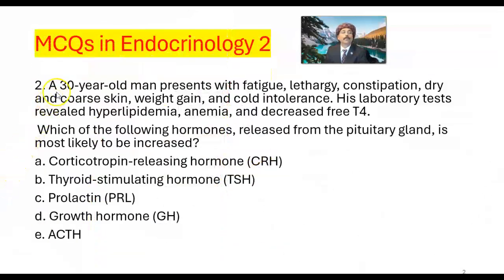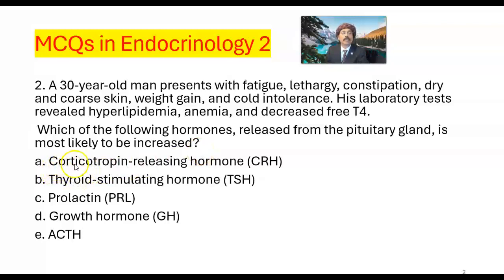Question number 2. A 30-year-old man presents with fatigue, lethargy, constipation, dry and coarse skin, weight gain, and cold intolerance. His laboratory test revealed hyperlipidemia, anemia, and decreased free thyroxine. That is T4. Which of the following hormones released from the pituitary gland is most likely to be increased?